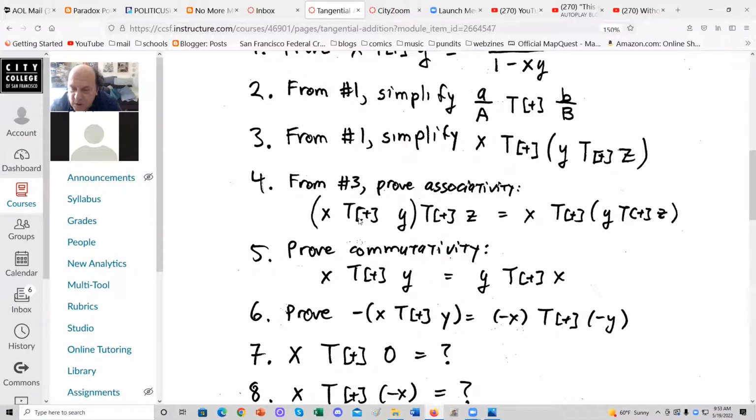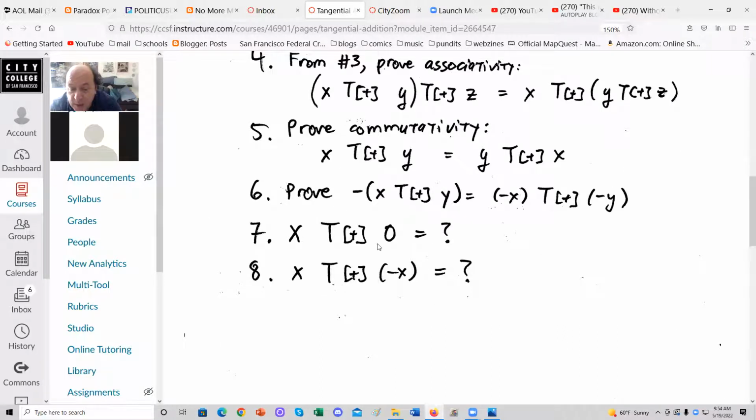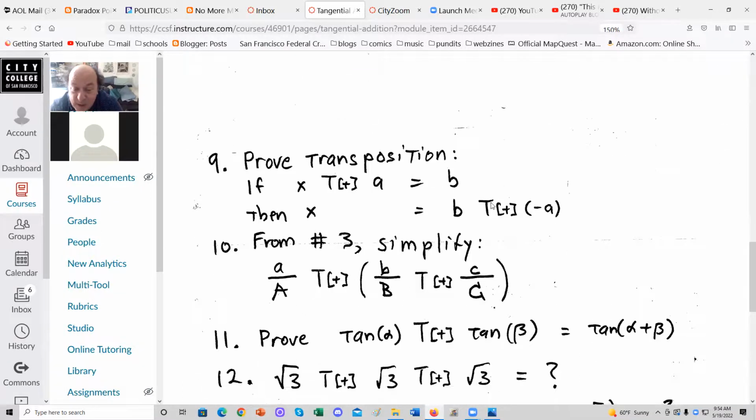Then from that, prove associativity of t-plus, so that the way you group together t-plus doesn't matter. Also commutativity, that the order of t-plus doesn't matter: x t-plus y equals y t-plus x. So t-plus already has a couple of the rules of ordinary addition. Also, x t-plus 0 is what? x t-plus negative x is what? Prove negative of (x t-plus y) equals negative x t-plus negative y. So negative distributes over t-plus. So far, it's looking a lot like ordinary addition in a number of ways.